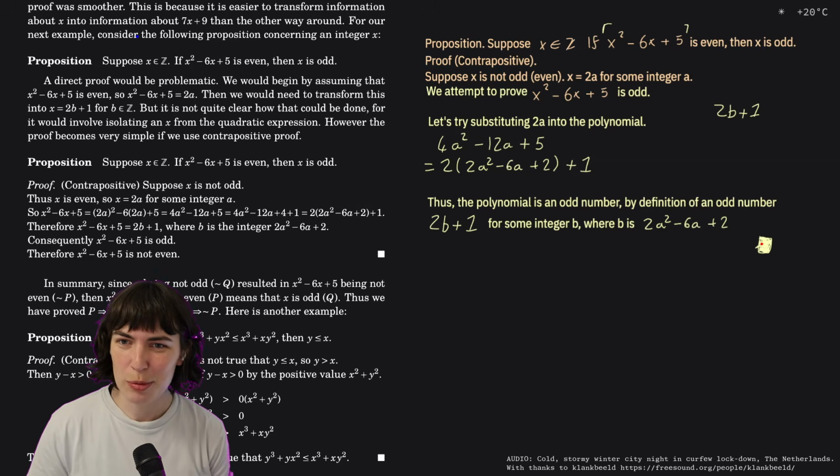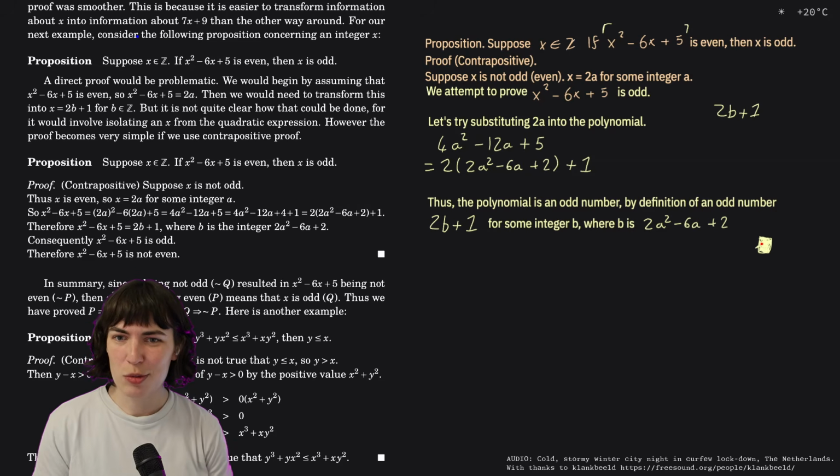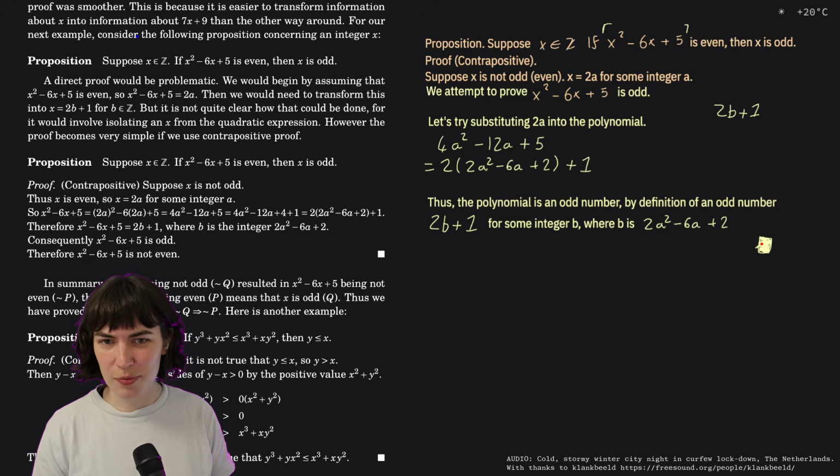A direct proof will be problematic. We will begin by assuming that such and such is even. So such and such is 2a. Then we would need to transform this into x equals 2b plus 1 for b in the integers, but it is not quite clear how that could be done, for it would involve isolating x from the quadratic expression. However, the proof becomes very simple if we use contrapositive proof.